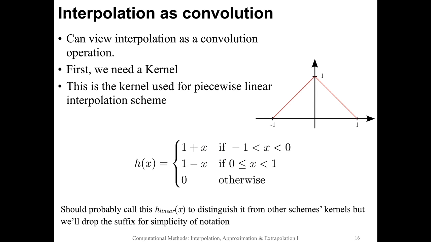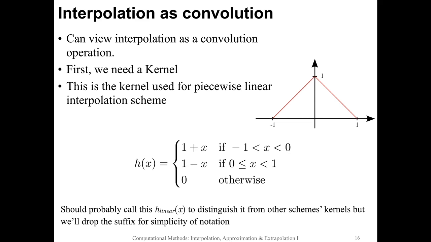Let's now look at interpolation as a convolution process, and so this should relate to some of the work you've been doing in some of your other courses. So we can look at interpolation as a convolution operation, but the first thing that we're going to need is a kernel to carry out this convolution. This is an essential step in any convolution.